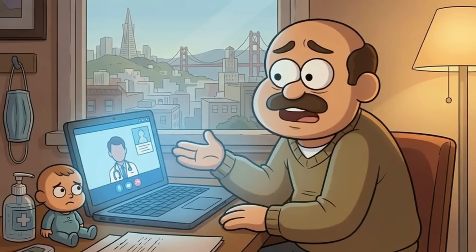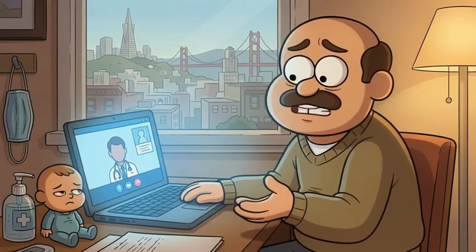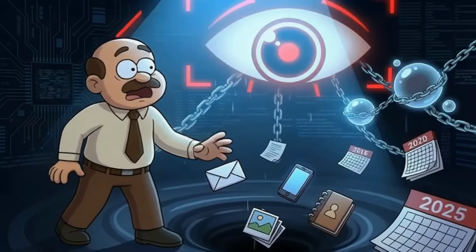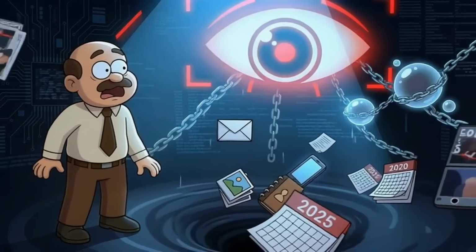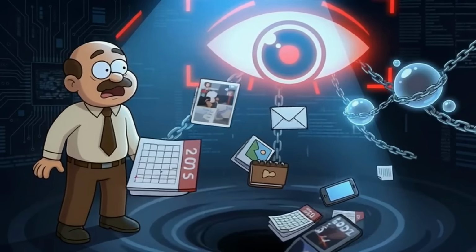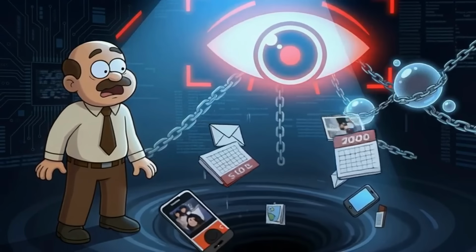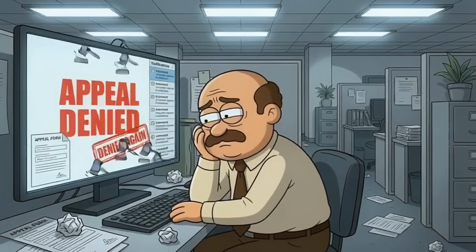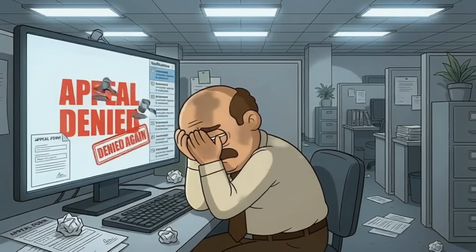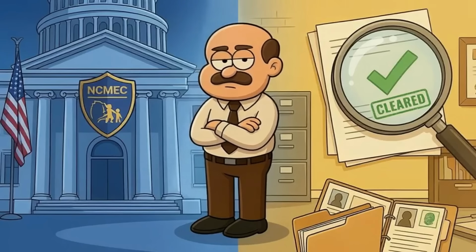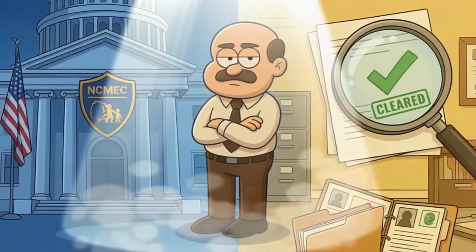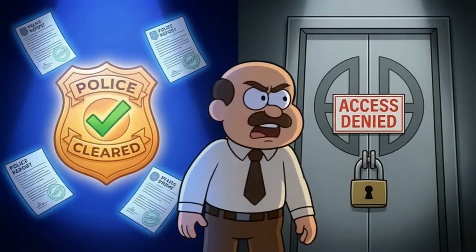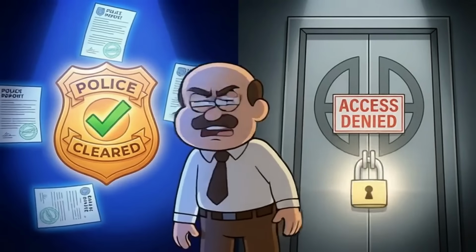A dad in San Francisco took photos of his toddler's groin infection at his doctor's request during a telehealth visit in the middle of the pandemic. Google's AI flagged it, and his account got locked. He lost access to his email, his phone number through Google Voice, years of photos, all his contacts, everything. He appealed, but Google's automated system reviewed the appeal and denied it. He tried again and got denied once more. The company reported him to the National Center for Missing and Exploited Children, who investigated and found nothing wrong. The police looked into it and cleared him completely. Google still refused to restore his account no matter what.